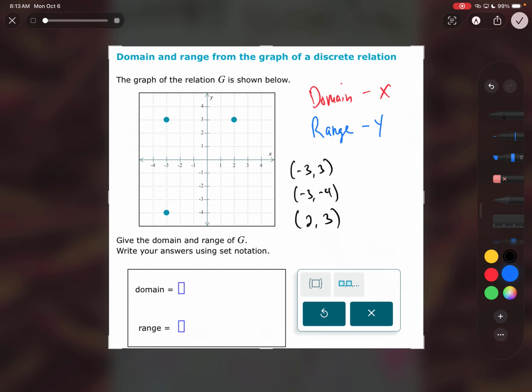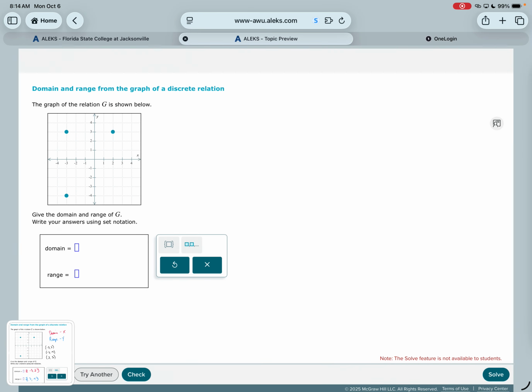So my domain is a set of numbers. It's a set of x's, so you use the brackets, and you would say the set of my domain is -3. You don't have to write -3 twice, so -3 and 2. And my range would be the set of y's. That would be 3 and -4. You do not have to write 3 twice, okay? So your domain is every number on the graph that can be an x, and the range is every number that can be a y. On this one, it's just points, so it's not bad. On the next one, it does get a little tricky.